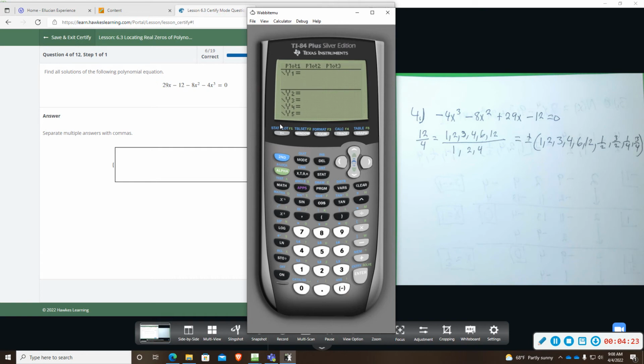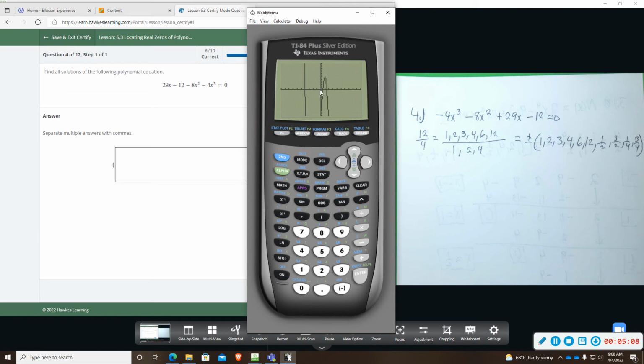So negative 4x to the third, minus 8x squared, plus 29x, minus 12. All right, I'm going to graph. And it's still zoomed in. So I'm going to go zoom 6 to see my regular window.